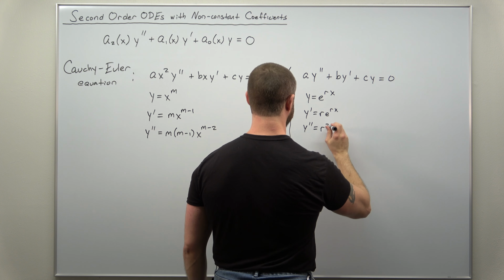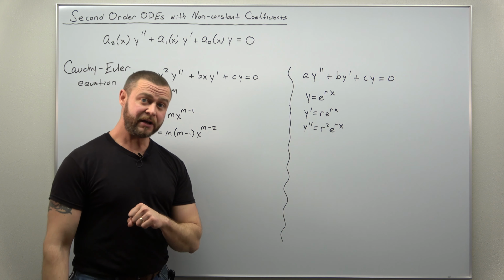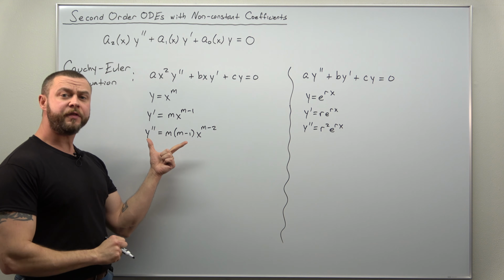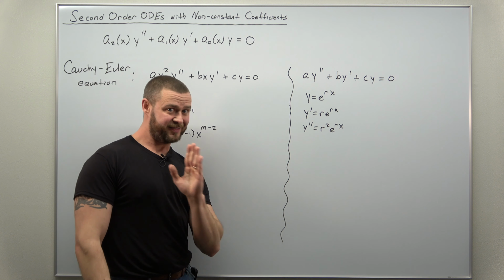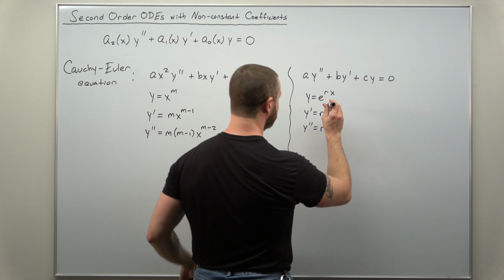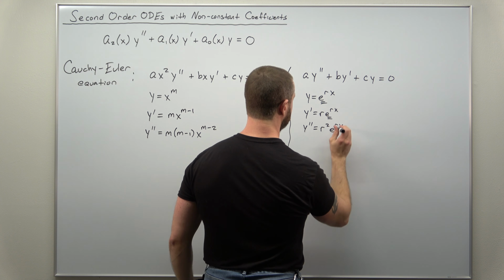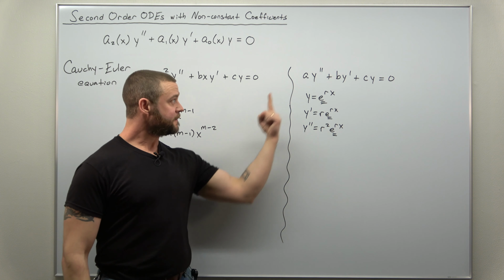And then for the second derivative, r squared e to the rx. Here we use the chain rule. Here we use the basic power rule. Now, the reason we were able to get the characteristic equation is, notice all three of these terms contained e to the rx, which allowed us to factor it out.